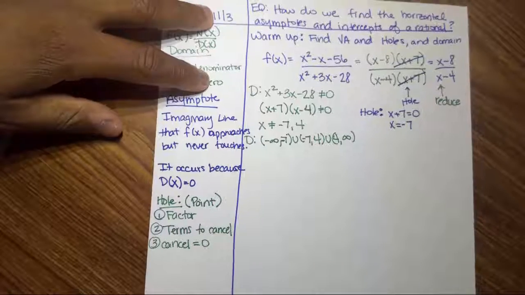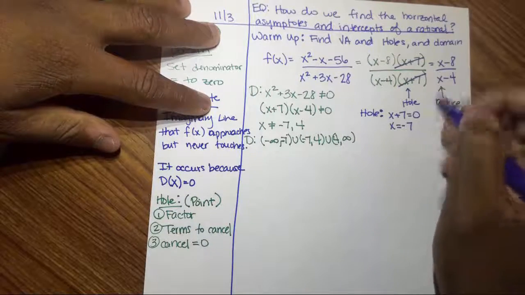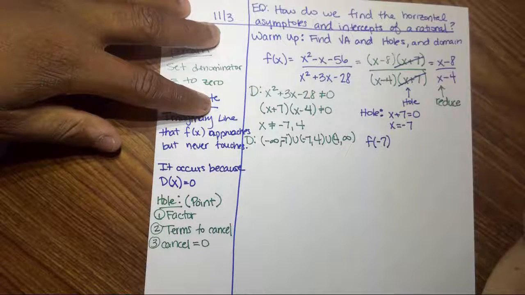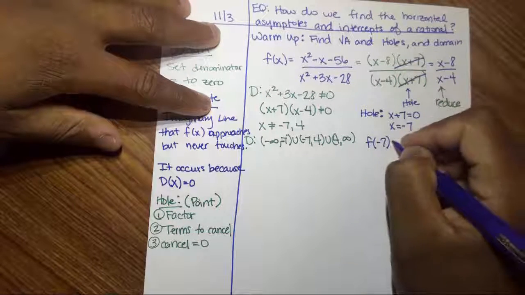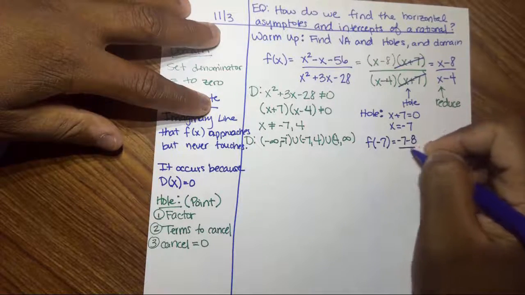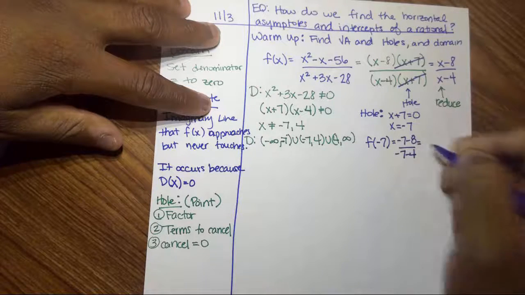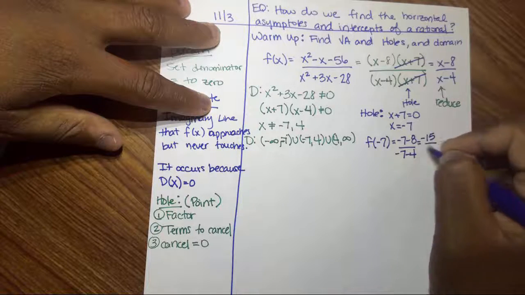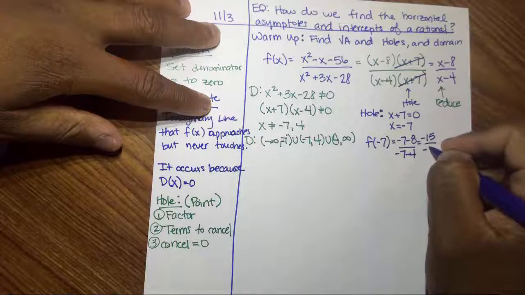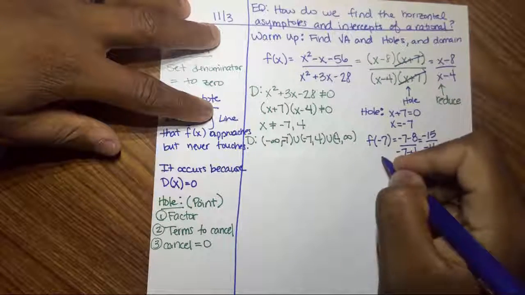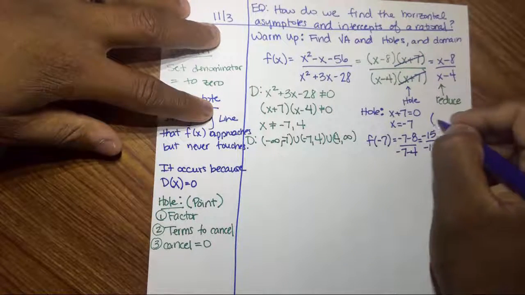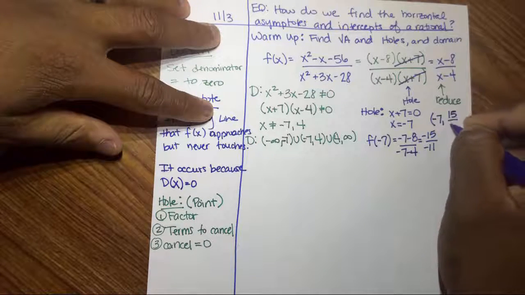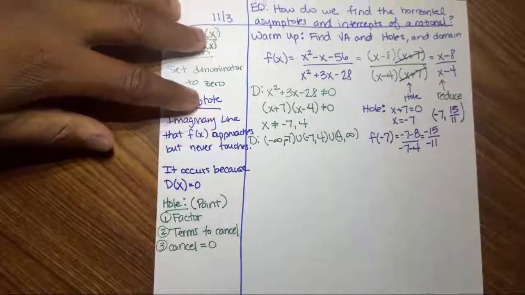How do you find the y-coordinate? Plug it back into the reduced equation. So you're going to evaluate the reduced equation at f of negative 7. Plug in negative 7, you get negative 7 minus 8 over negative 7 minus 4. What's negative 7 minus 8? Negative 15. What's negative 7 minus 4? Negative 11, right? So where does the hole occur? The x-coordinate is negative 7. The y-coordinate is 15 over 11. It becomes positive because you're dividing by two negatives.